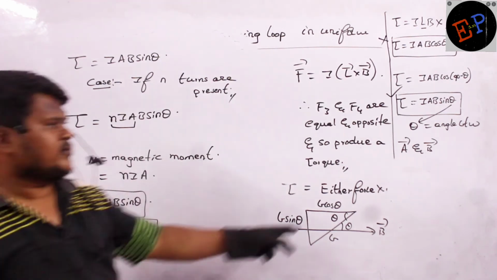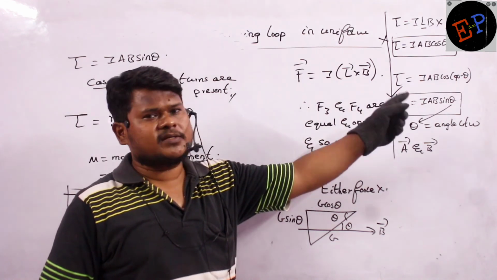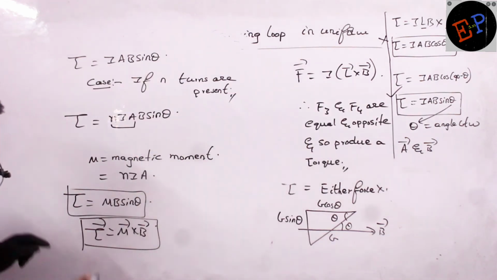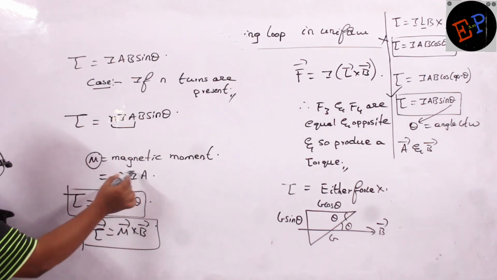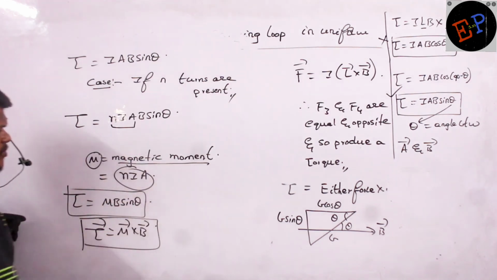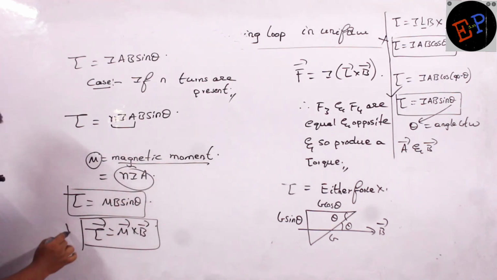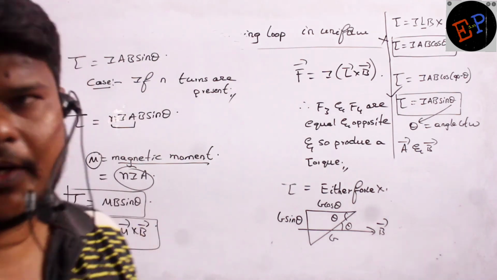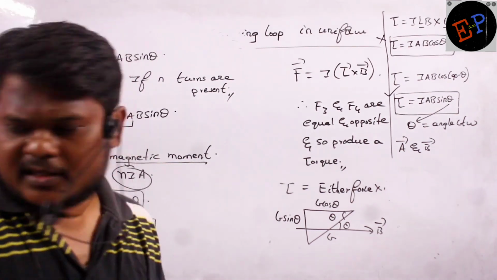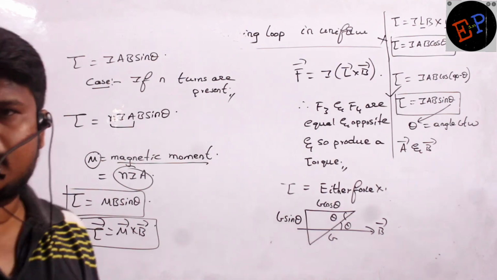So what is the formula you have to remember? Torque is equal to IAB sin theta. And one more equation is MB sin theta, where M is nothing but NIA, which is the magnetic moment. And in cross product form, you can write M dash cross B dash. Fine? That's it. So that completes our topic called magnetic effects of current.